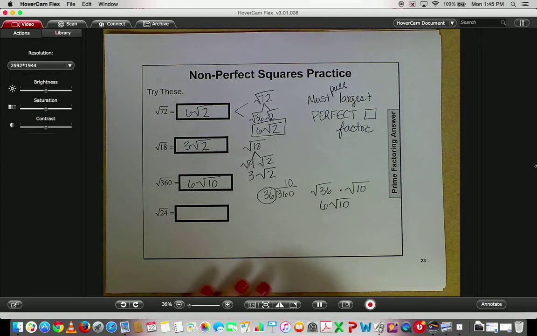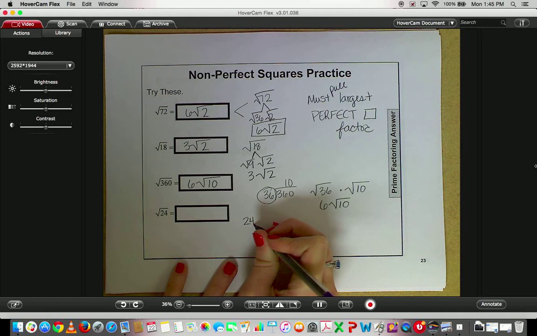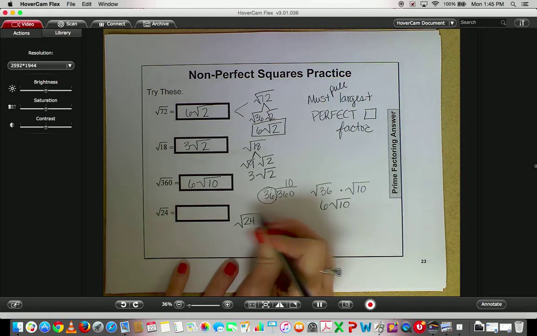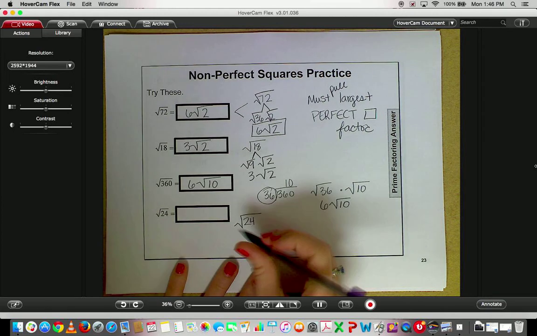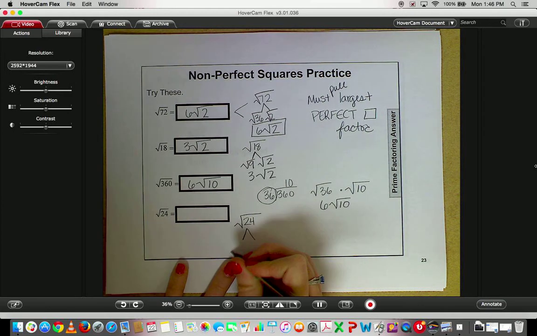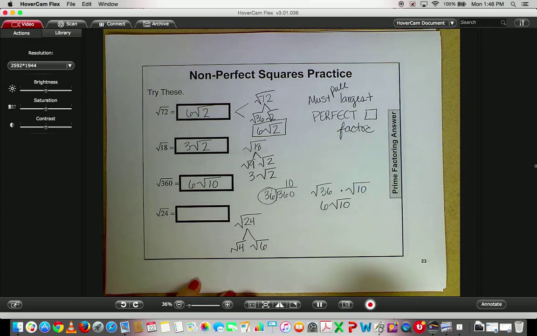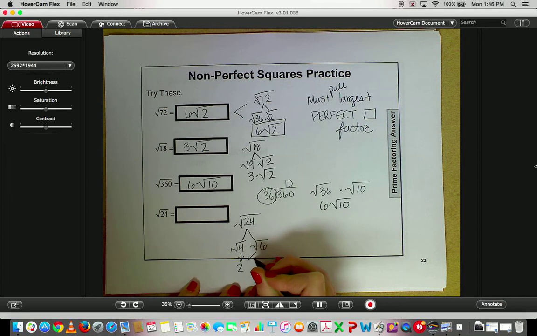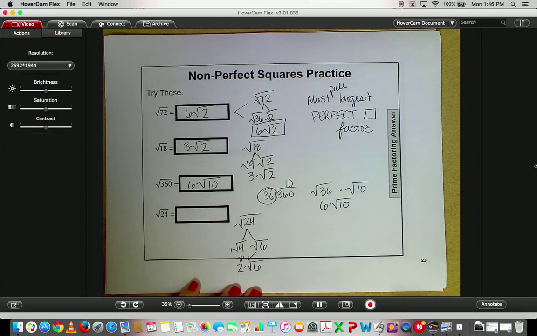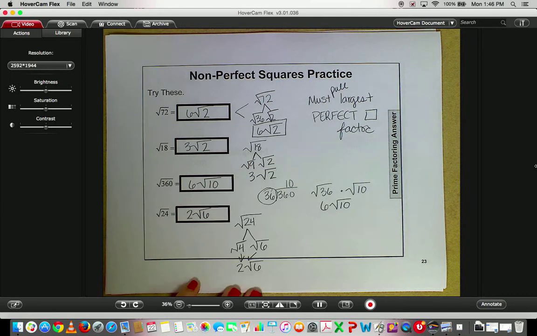All right, and last one, looking at 24. A lot of people yesterday said 8 and 3, but 8 and 3 are not perfect squares. However, you can pull out the square root of 4 and the square root of 6. The square root of 4 is 2. There is no simplified version of the square root of 6. So you're done. 2 square root of 6.